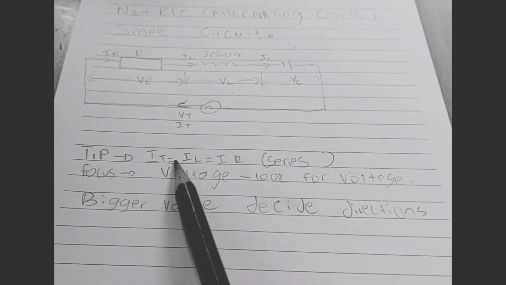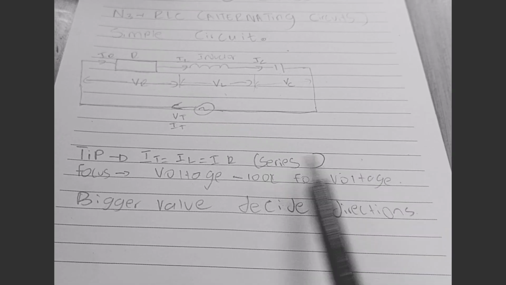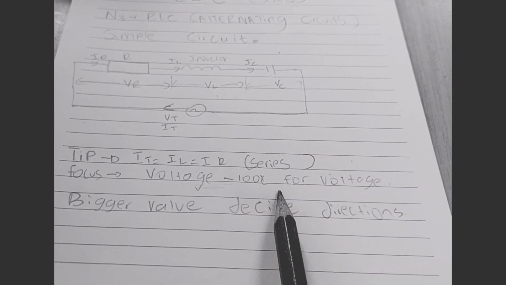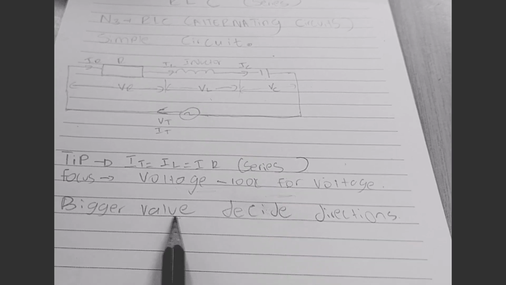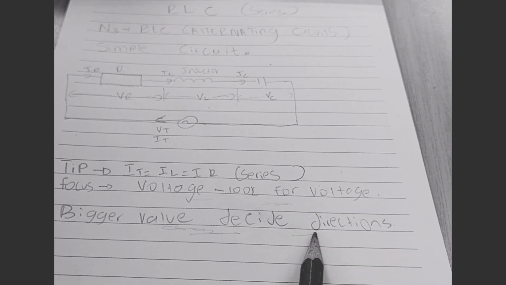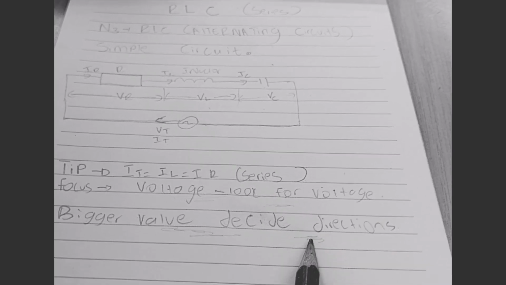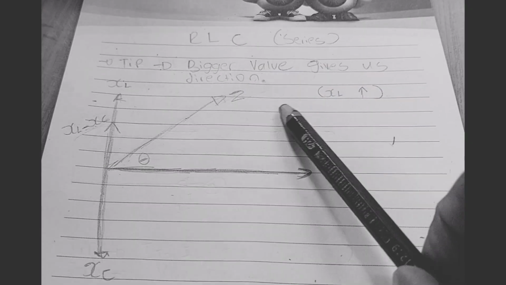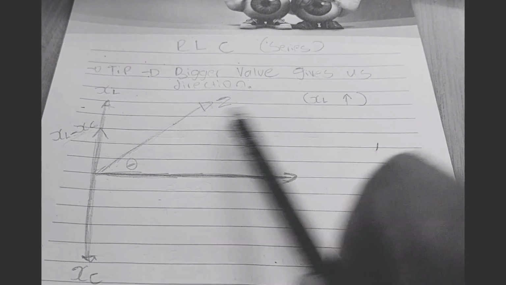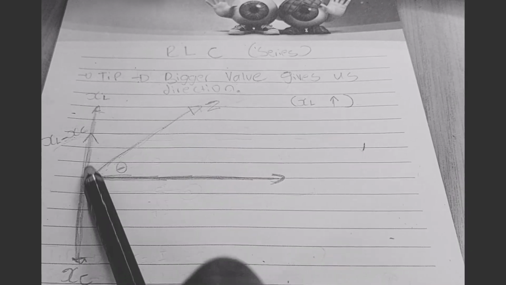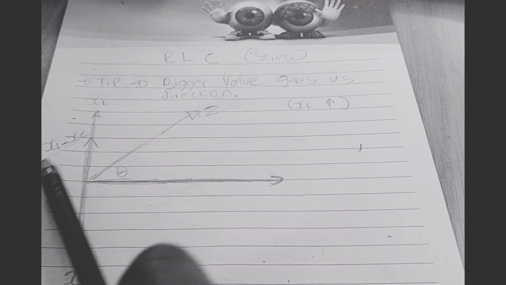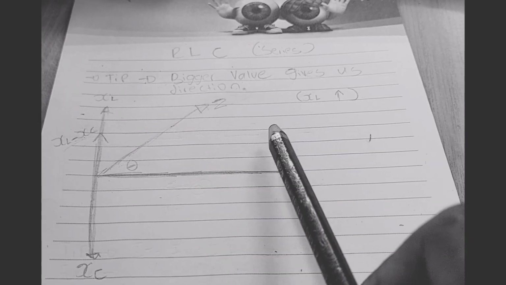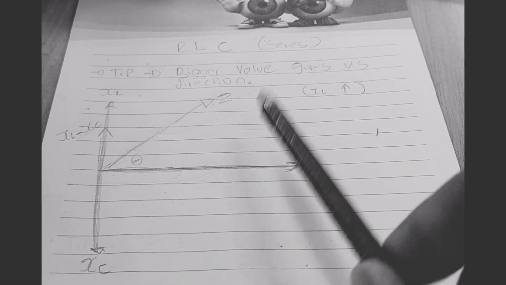So we're going to be starting with the series one. Know that the current is equal throughout, so the focus will be on the voltage, and the bigger value will decide the direction, guys. The bigger value meaning the bigger reactance, guys. Okay, we said the bigger value gives the direction, guys. So here the direction is up because the inductance is bigger than the capacitance.